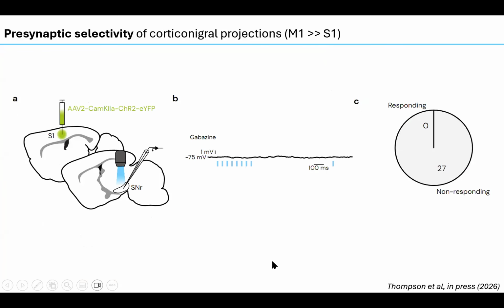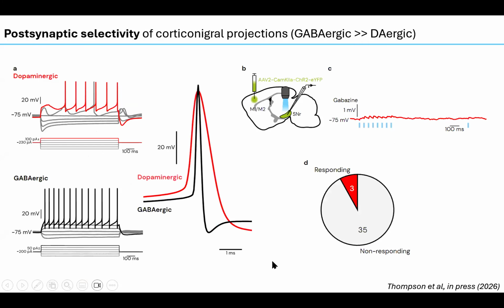How selective is this pathway? We did some injections in S1, like we showed before, very strong corticostriatal innervation, but nothing to the SNR. So at least in the three regions that we tested, S1, M1, and M2, only the motor regions projected to SNR, whereas the somatosensory did not talk to the SNR. So no optical responses, and no evoked synaptic responses.